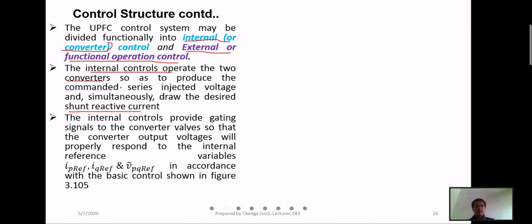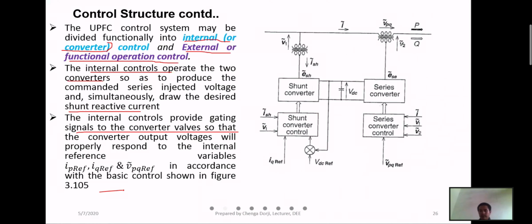So this is internal. The internal control provides the gating signal to the converter so that the converter output voltage will properly respond to the internal reference variables IP ref, IQ ref, VPQ ref in accordance with the basic control. So this is your basic control. Here you have internal, and you are controlling actually this.